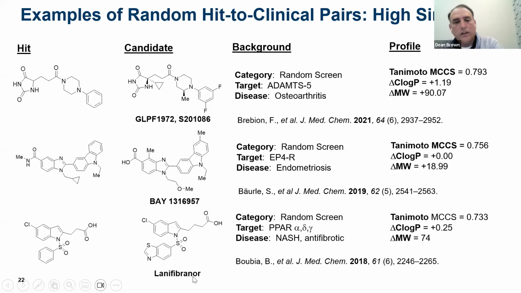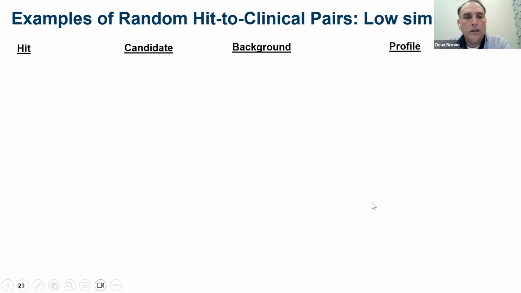One more example, lanifibranor, which is a pan-PPAR activator. This one incorporates one additional methylene unit here and a heterocycle alpha, the sulfonamide shown there, which gives you a very close similarity to the hit candidate, and that became the clinical candidate. So there's 3 examples where what came out of your collection was 1 or 2 or 3 modifications away from your clinical candidate. Here are some that are not.